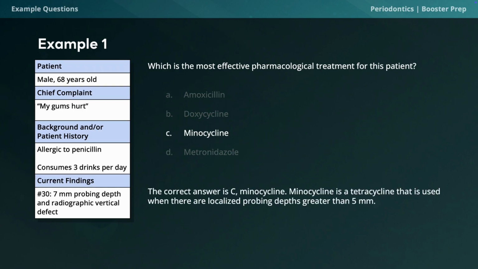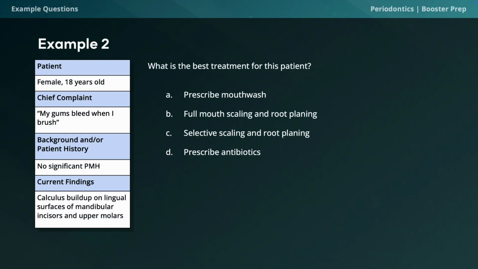The correct answer is C, minocycline, and the brand name used in perio is Arestin. So minocycline is a tetracycline that's used when there's localized probing depths greater than 5mm, which we have in this case.